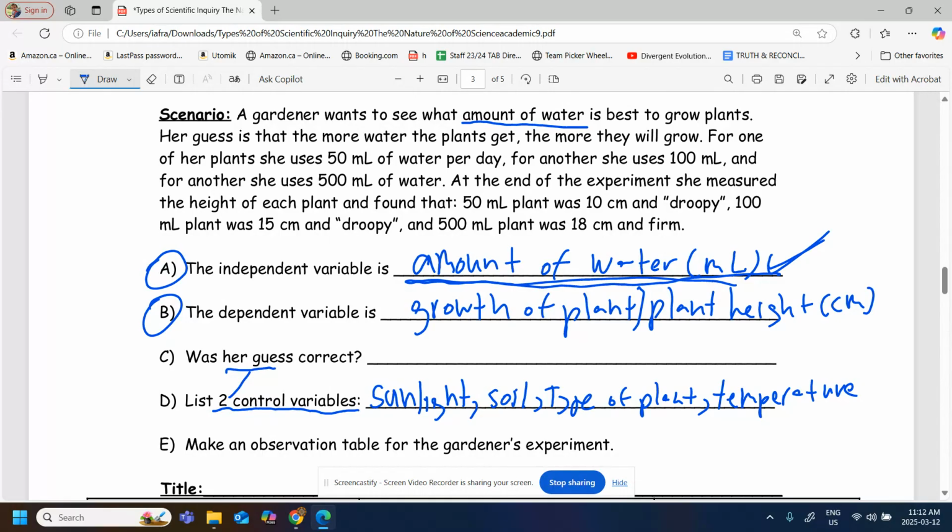So was the guess correct? Well, the guess was that the more water, the more they will grow. And so we saw that the plant that seemed to grow the most was the one with more water. So yes, it was supported.